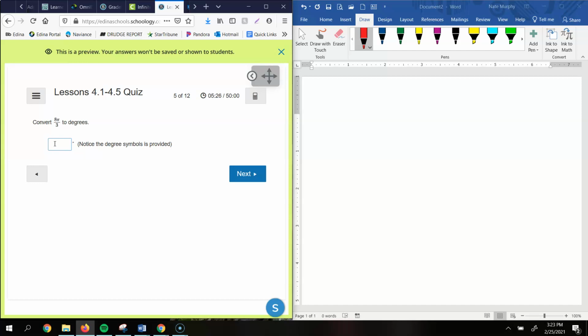Okay, so for this one, we're going to convert 8 pi over 3, so that's in radians, to degrees. To convert that to degrees, we're going to multiply by 180 over pi. When you do that, the pi's cancel out. You can even take this one step further. 3 goes into 180 60 times, and 8 times 60 would be 480 degrees. So our answer for this, 8 pi over 3 radians, is the same as 480 degrees.